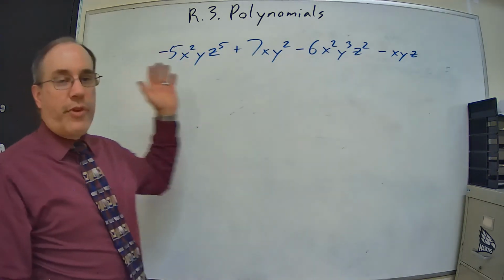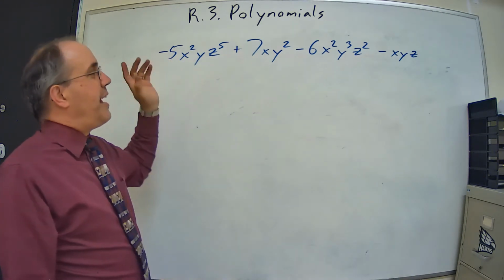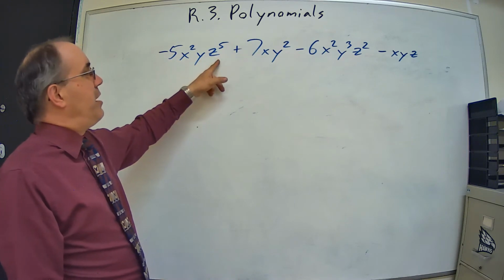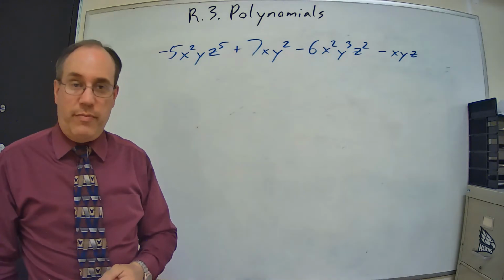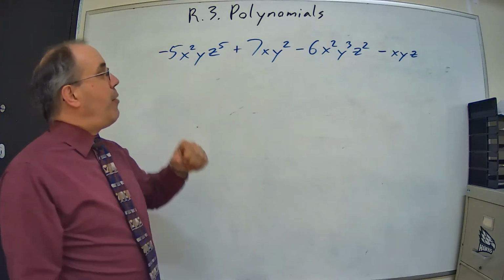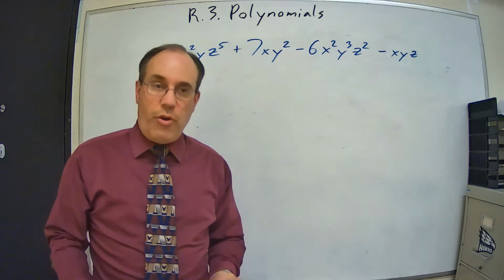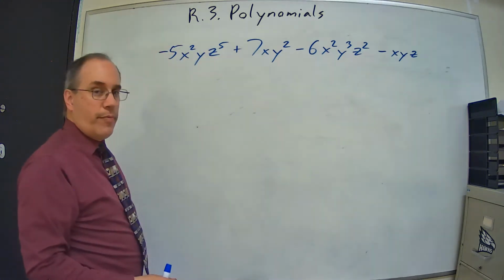So now I have three different variables, and I have a bunch of different powers to them. Notice that I have no like terms. Even though this has x, y, and z in it, as does this and as does this, the powers are different in those. So now if I want to look at this and figure out the degree of each term, I'm going to look at the exponents and add them up.